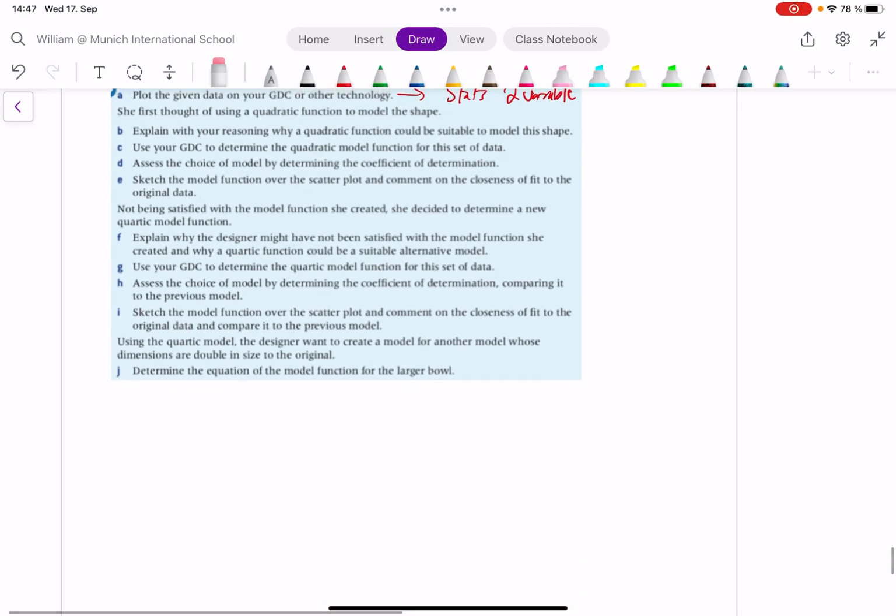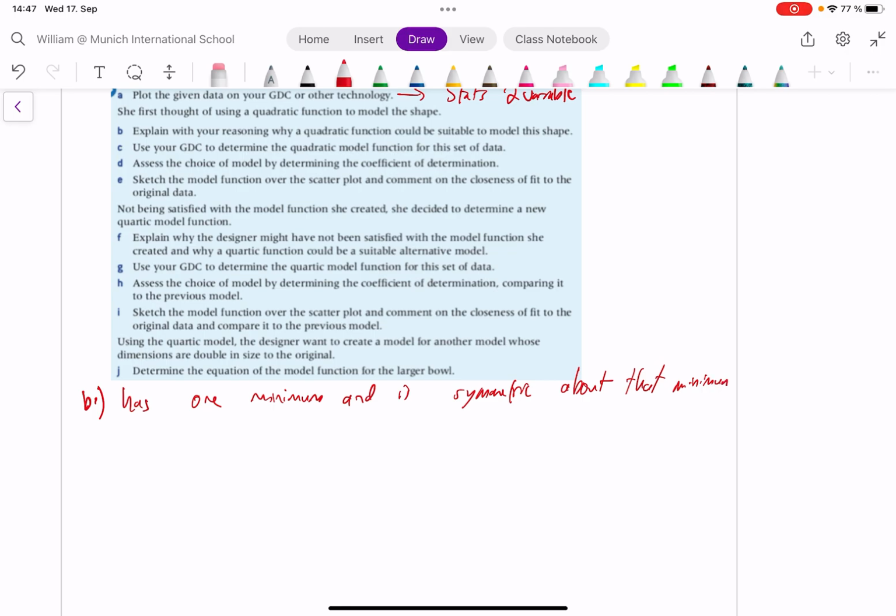But here it says, B, explain the reasoning for quadratic. It certainly has one minimum and is symmetric about that minimum. Right, so a quadratic would certainly make sense for this.